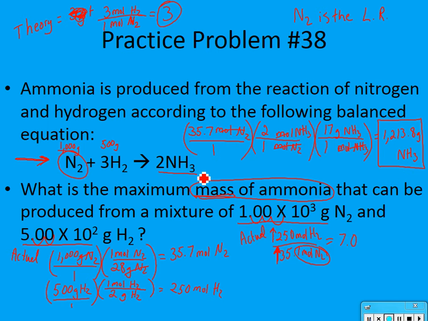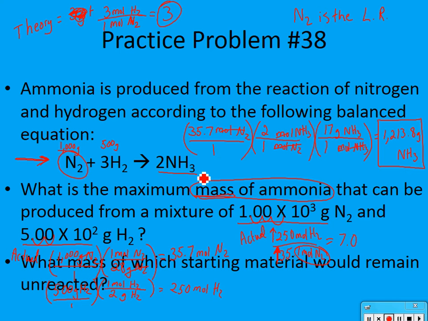So anyway, very good. We've learned quite a bit. I think there's one more practice problem to go through. Okay, there's one more question here. It says, what mass of the starting material would remain unreacted? So we know we have a bunch of what left over, guys? We know we have a bunch of hydrogen left over, but how much? Could we actually determine how much is left over?